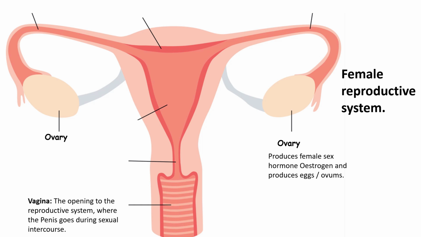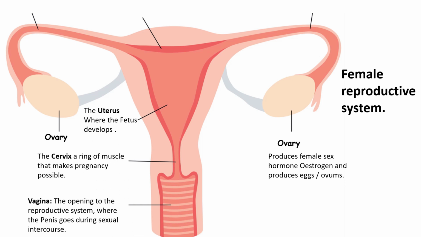Then we have the vagina, the opening to the reproductive system where the penis goes during sexual intercourse. And at the front of this, we have the vulva, and at the back of this, we have the cervix, a ring of muscle that makes pregnancy possible. Above this, we have the uterus, which is where the fetus develops. And then we have the fallopian tubes on either side where the sperm and egg meet during fertilization.